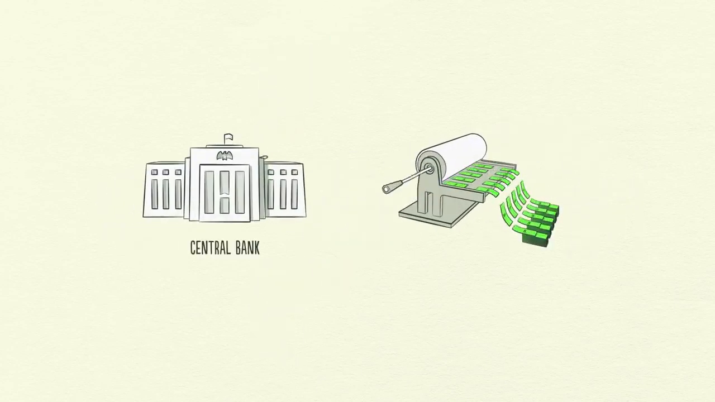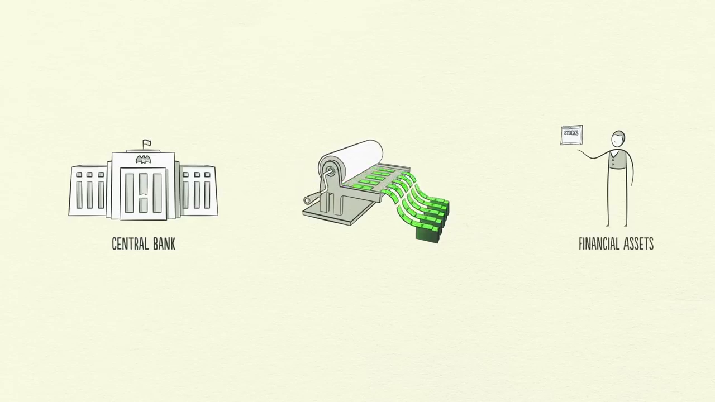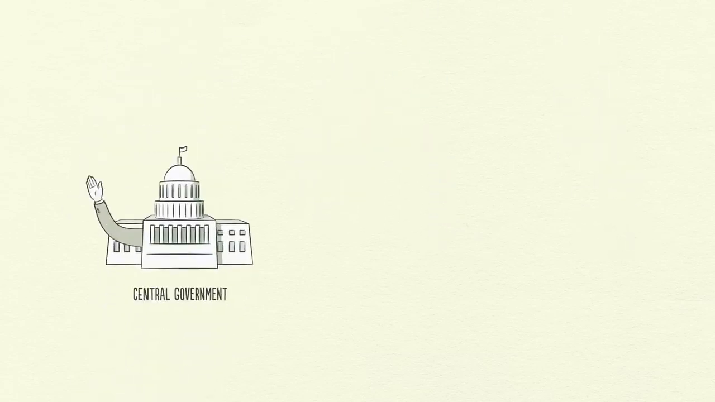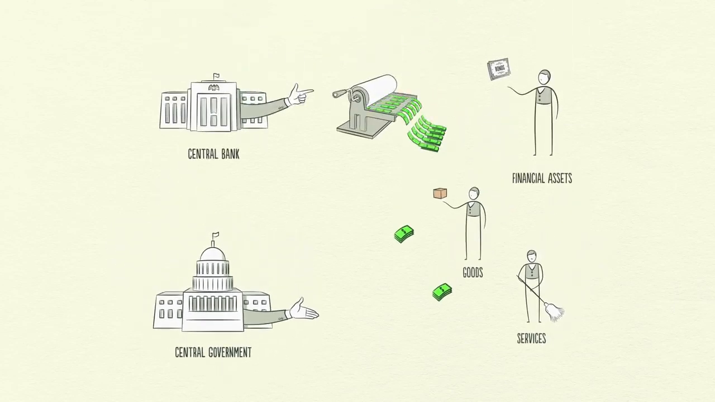However, this only helps those who own financial assets. You see, the central bank can print money, but it can only buy financial assets. The central government, on the other hand, can buy goods and services and put money in the hands of the people, but it can't print money. So in order to stimulate the economy, the two must cooperate.